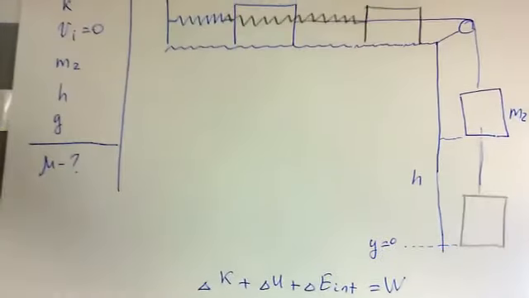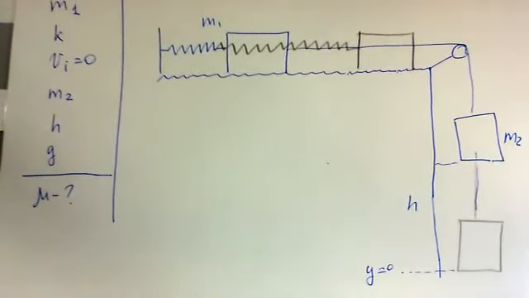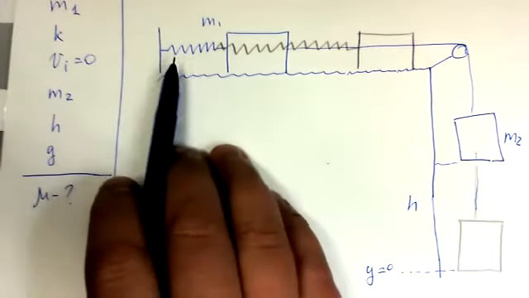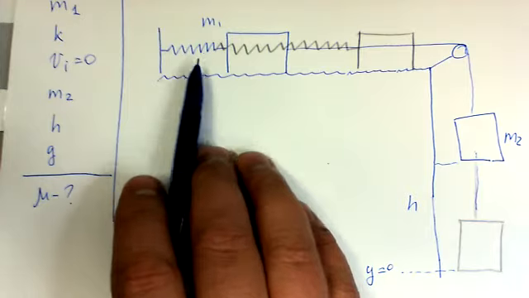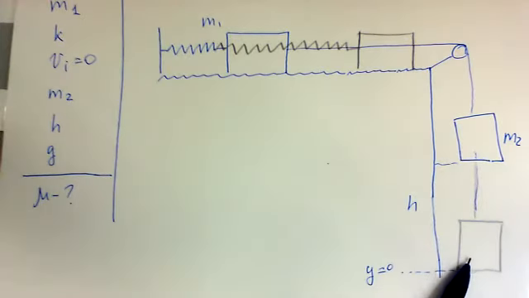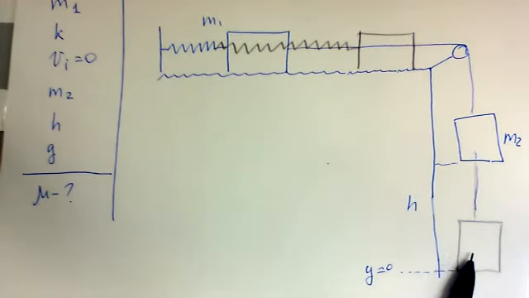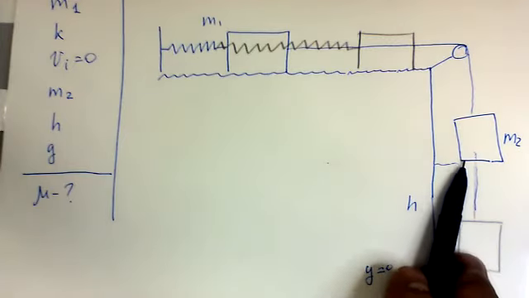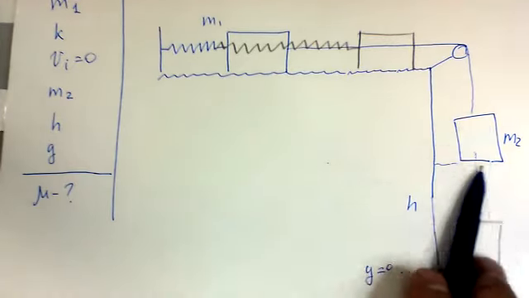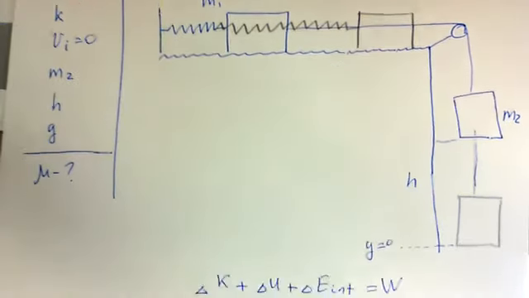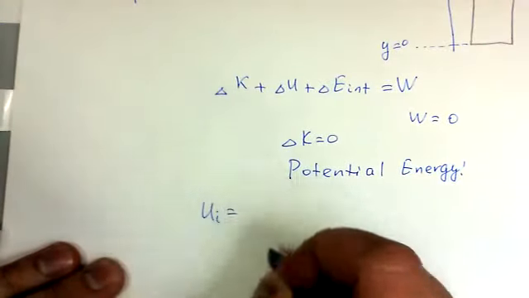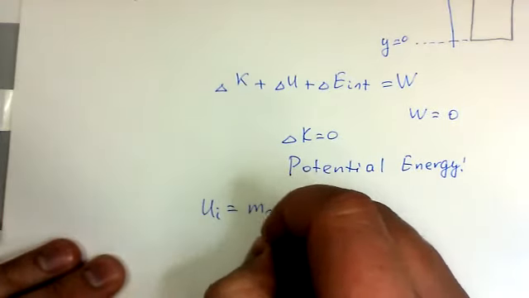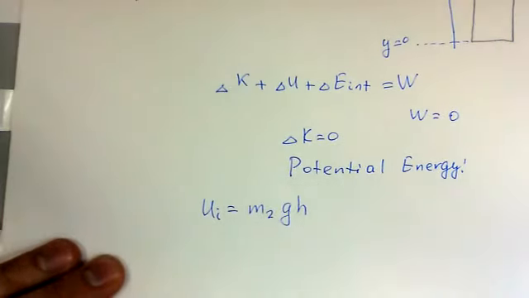So what was the initial potential energy of the system? This spring was unstretched, which means there is no potential energy stored in the spring. But this block was above the position at rest. So that's why the initial potential energy equals the gravitational potential energy for this object m2. Agree? So the initial potential energy of the system equals the gravitational potential energy of block number 2.